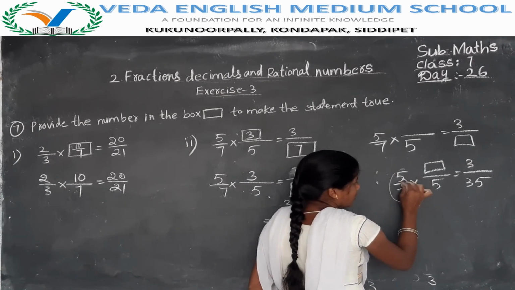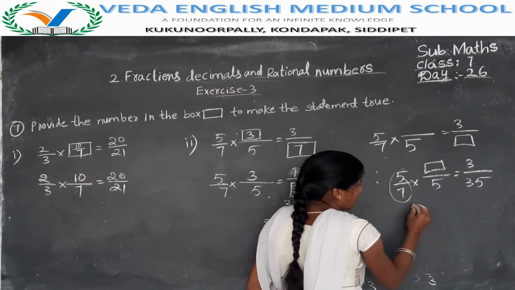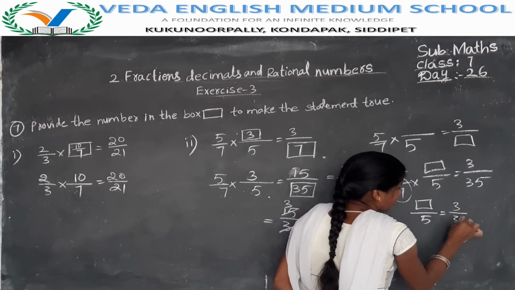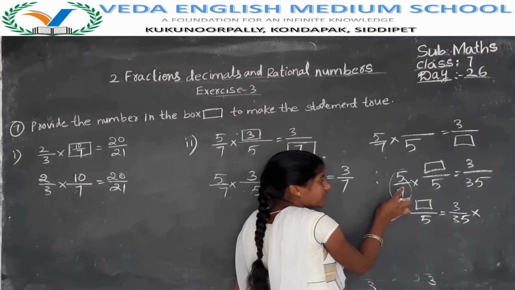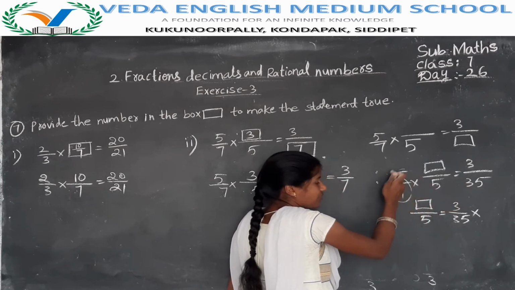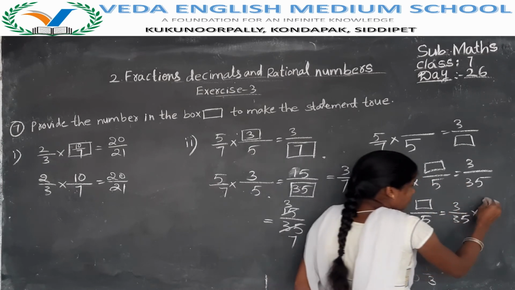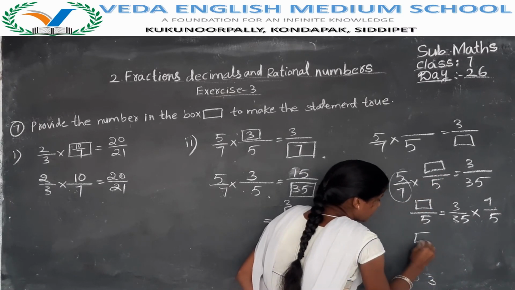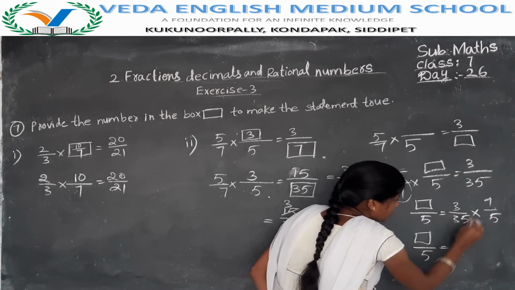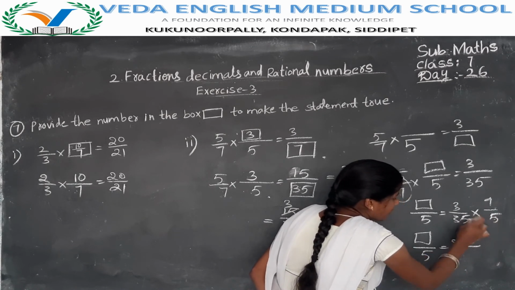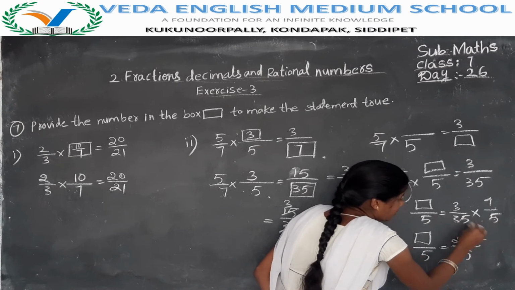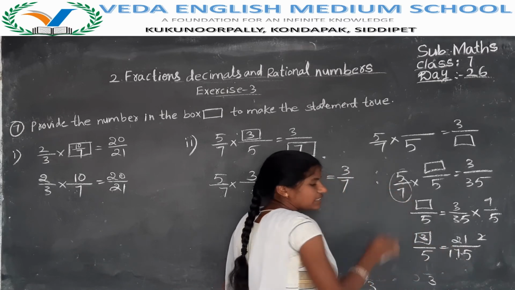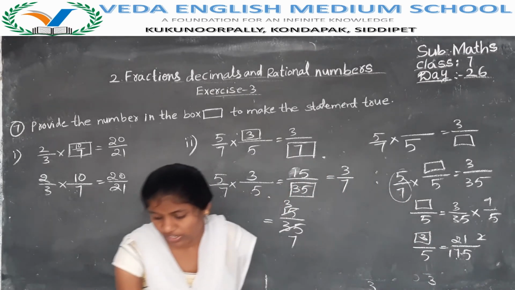Now 5 by 7, write 5 by 7 to the other side of this fraction. Now it is box, here we don't have anything, by 5, 3 by 35 into, when this fraction 5 by 7 goes to after the equal sign, then the fraction will become reverse. 5 by 7 becomes 7 by 5. Now multiply. 3 7s are 21, 5 5s are 25. 5 3s are 15. Now if you cut this, then you will get the answer as 3 here. By using division of fractions, we have to find the solution.